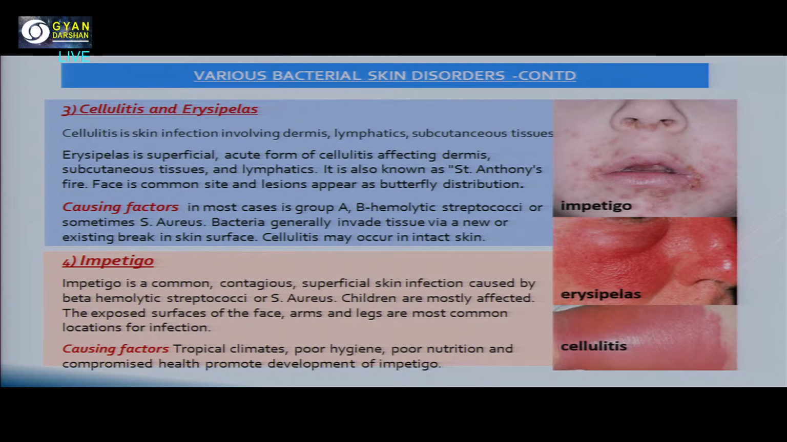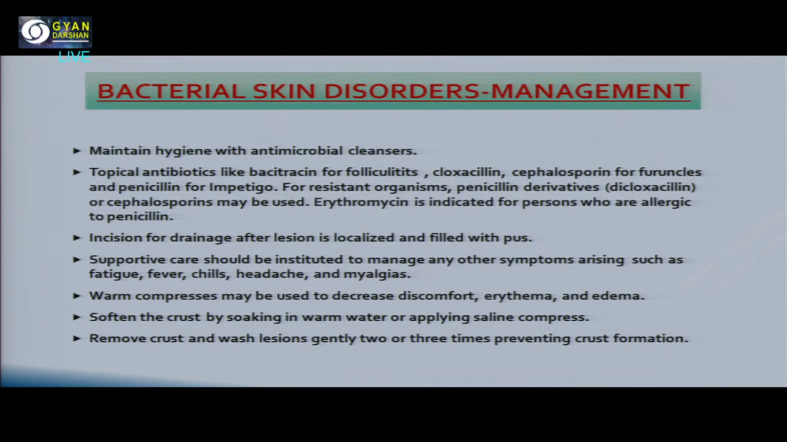Impetigo is also very common, but impetigo is common in children. You can see so many impetigo papules and macules over the child's mouth. It is a common contagious skin infection which is caused by beta hemolytic streptococci. The exposed surfaces of face, arms, and legs are very common areas. The causative factors are tropical climates, poor hygiene, poor nutrition, and compromised health.